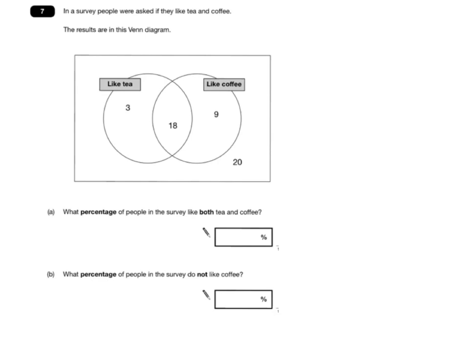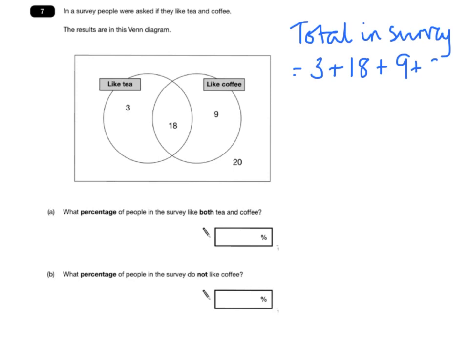So a survey asks people if they like tea and coffee, and it's expressed in a Venn diagram. Remember that the 20 people outside the Venn diagram didn't like either. 3 liked tea, 18 liked tea and coffee, and 9 just liked coffee. So the total in the survey is 3 plus 18 plus 9 plus 20, which is 50 people.